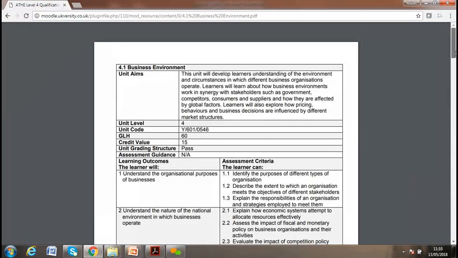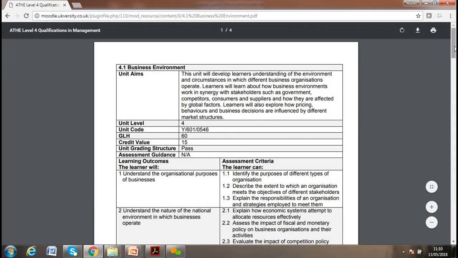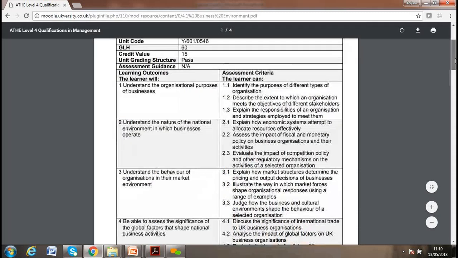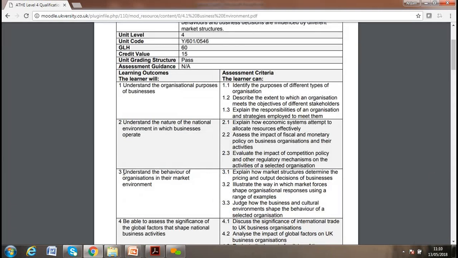Today we are doing the second lesson on Business Environment, Unit 2. That's your unit, Business Environment, where we are going to learn about LO2, and our discussion will be focused on LO2. So: explain how market structure determines the pricing and output decisions of the business, illustrate the way in which market forces shape the organization's responses, and judge how the business and cultural environment shape business behavior.